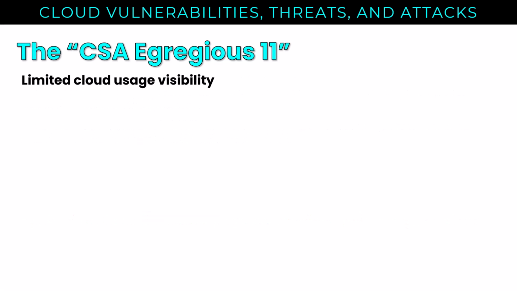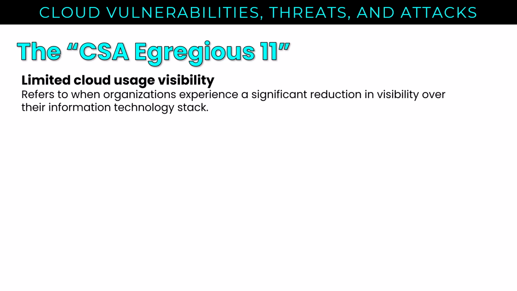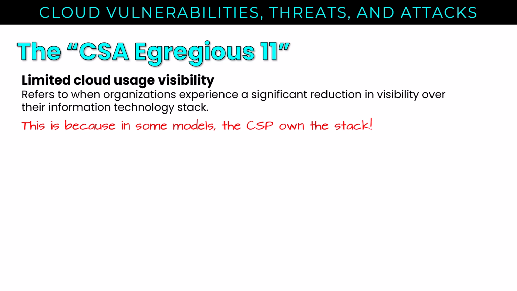Next, we have limited cloud usage visibility. This refers to when organizations experience a significant reduction in visibility over their information technology stack. This is because in some models, the CSP owns the stack. So whether or not this is truly a vulnerability comes down to understanding your responsibility in the shared responsibility model. And if there is some bit of information that you need to know that the CSP isn't showing you in the built-in reporting.